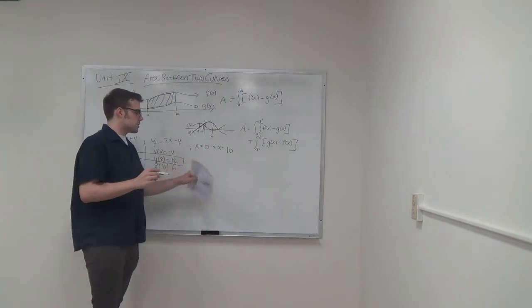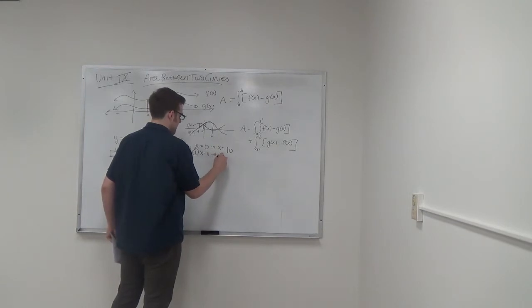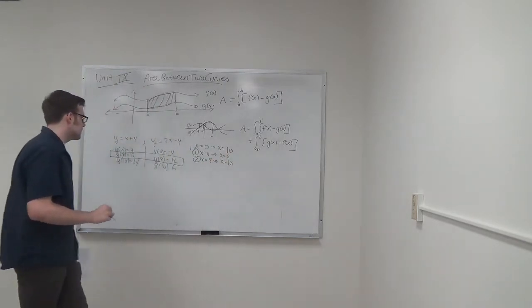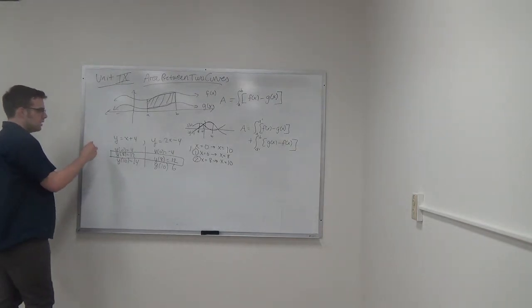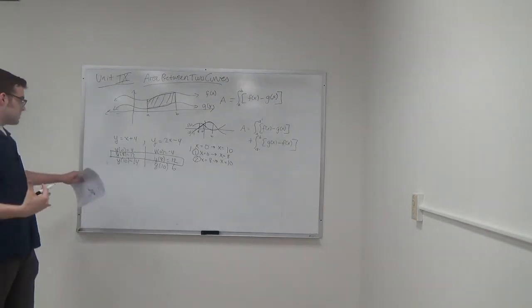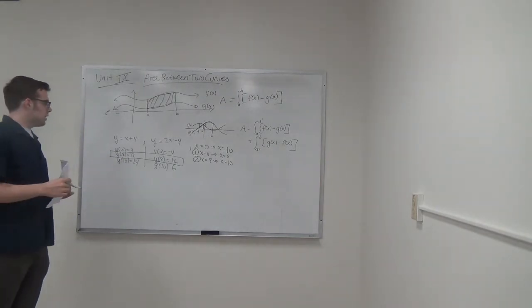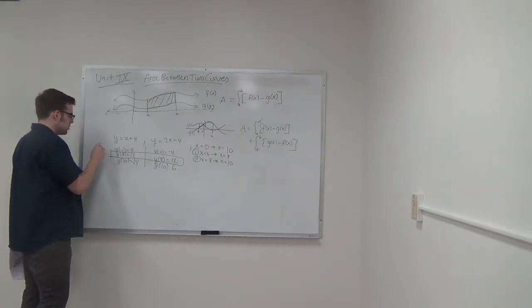So our first interval is going to be x equals 0 to x is equal to 8. And our second interval is going to be x equals 8 to x is equal to 10. And the next step is to figure out where each function takes the other.